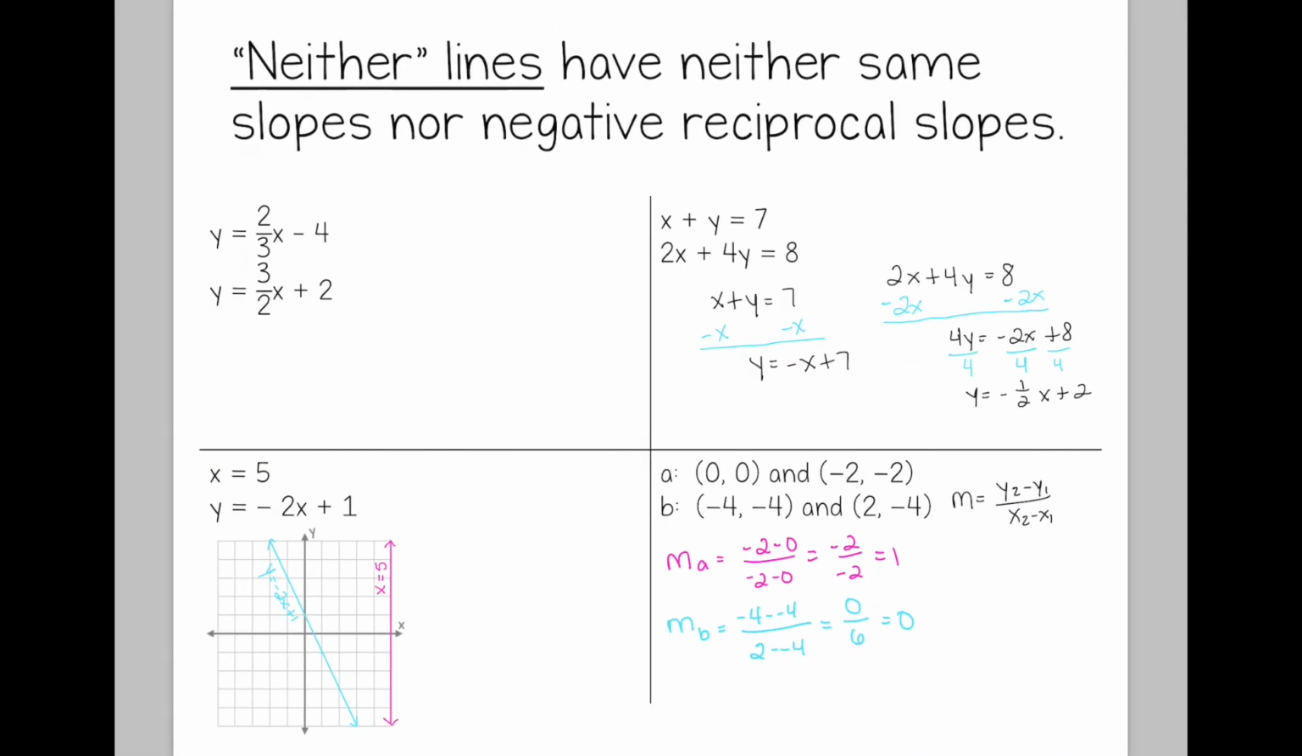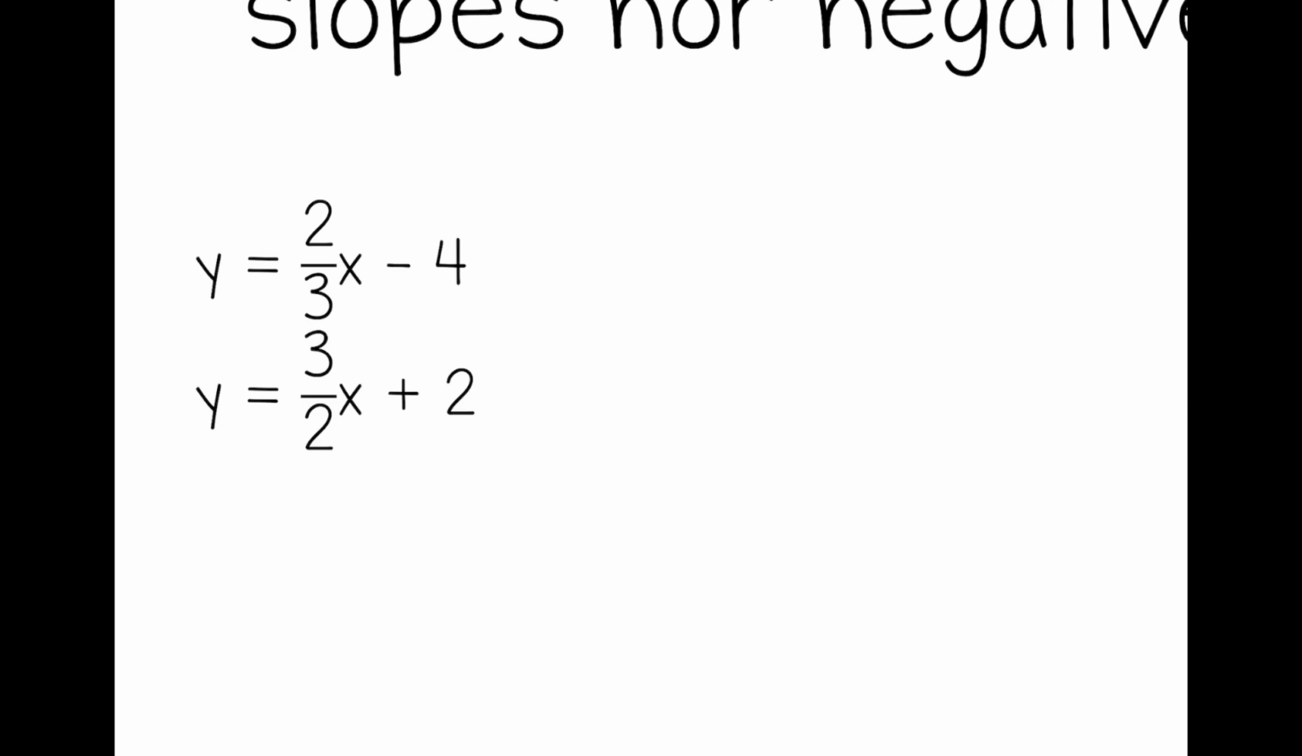Now, the last thing that we can encounter is neither. And if a line gets categorized as neither, it means that the slopes are not the same and they are not negative reciprocals. So for example, here are a pair of lines in slope-intercept form. We have y equals 2/3 x minus 4. And y equals 3/2 x plus 2.